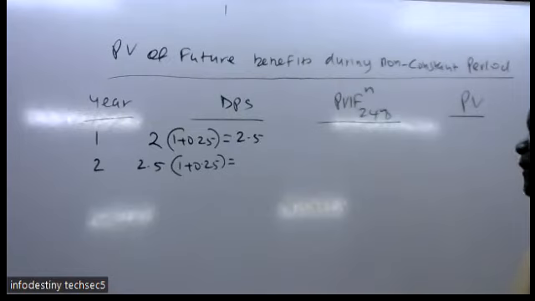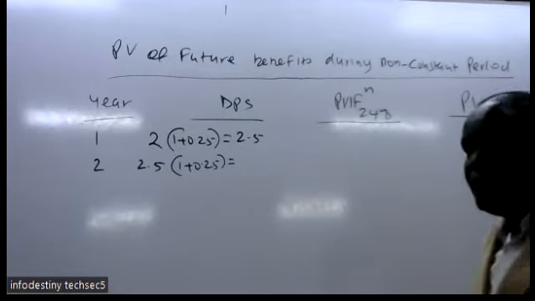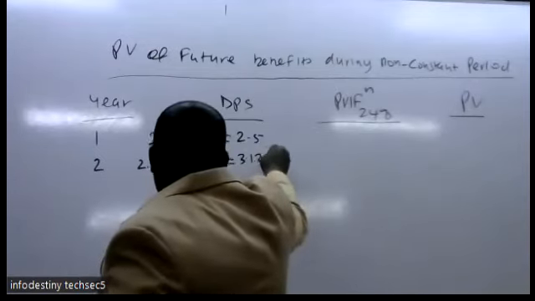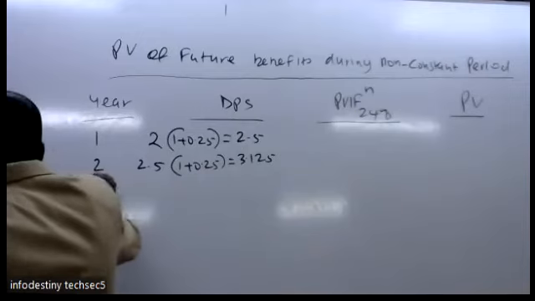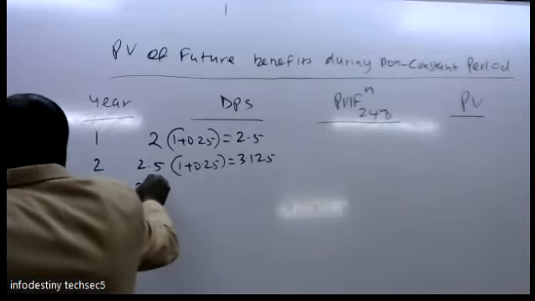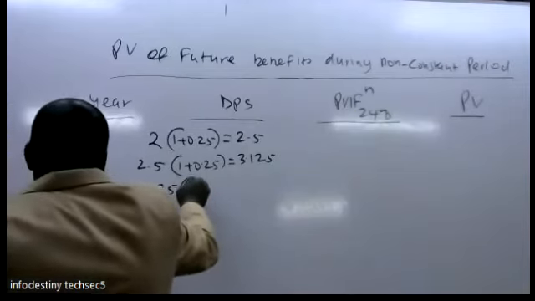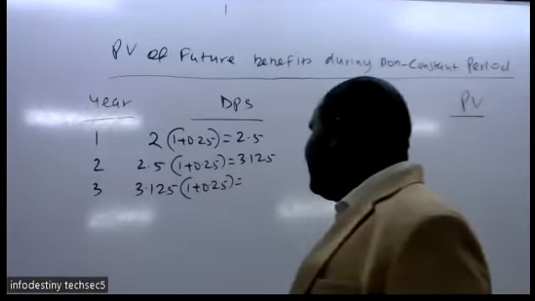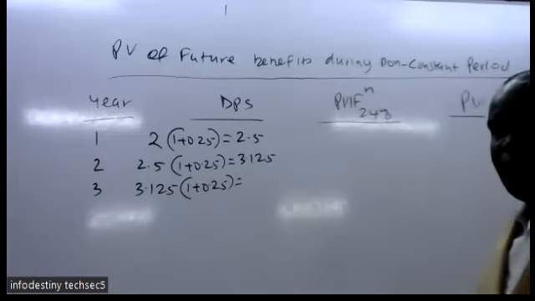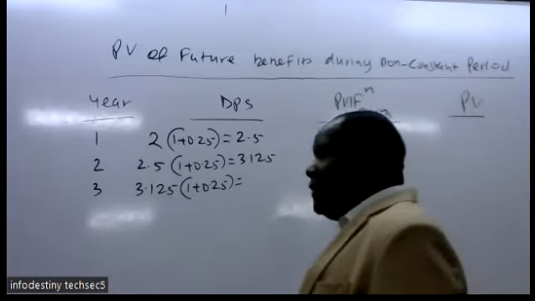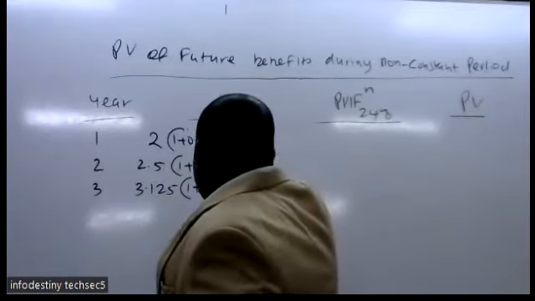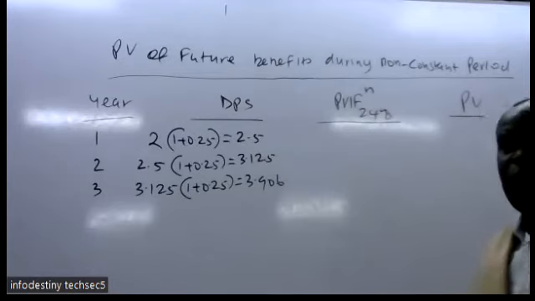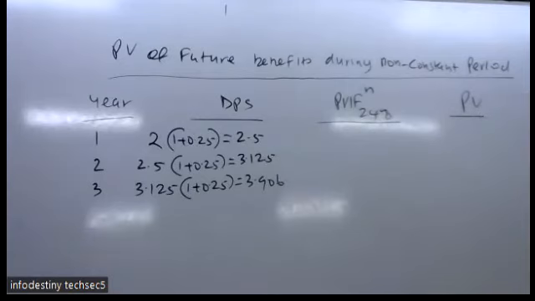So it will be 3.125. When it comes to year 3, we take 3.125 and multiply by 1 plus 0.25, which is supposed to give us 3.906. Yeah, so I want us now to go to the present value table.